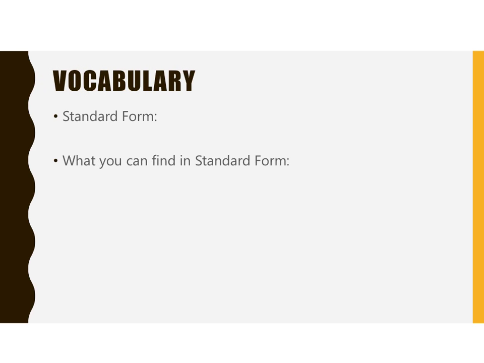Vocabulary. Standard form is one way to write a quadratic function. It looks like this: y equals ax squared plus bx plus c, where a, b, and c are numbers. In standard form, there are a few things that you can find. These are the key parts we talked about last video.